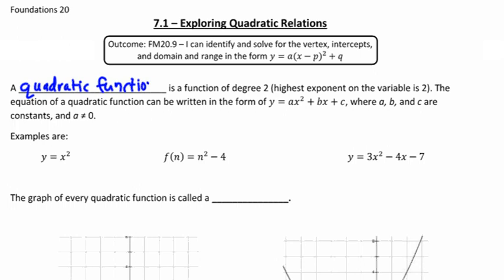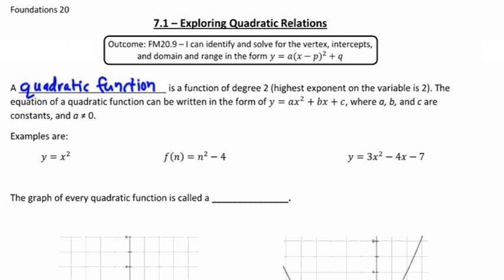A quadratic function is a function of degree 2, just meaning that the highest exponent on any variable in that equation that you see will be 2. The equation of a quadratic function can be written in the form of y equals a times x squared plus b times x plus c, where a, b, and c are all constants and a cannot equal 0.